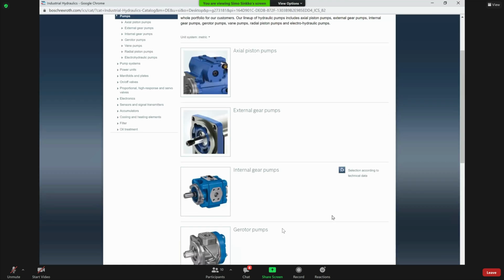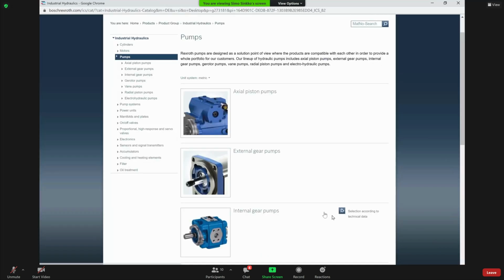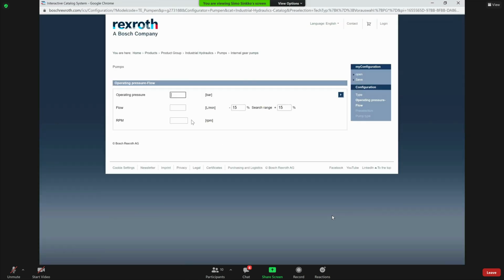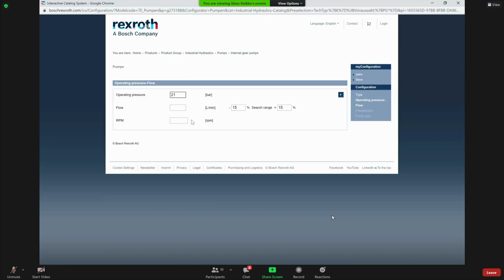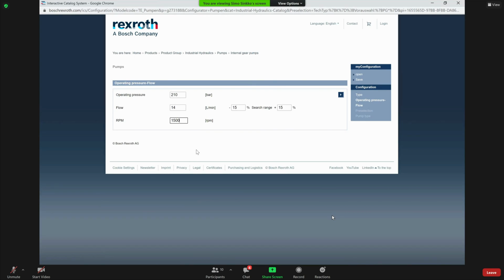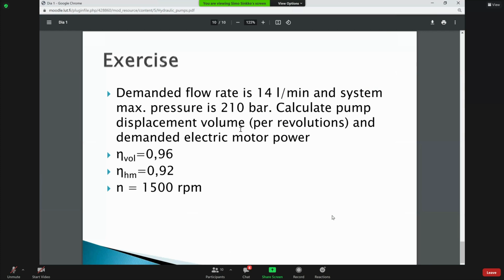But let's keep it simple and study these internal gear pumps, because there is a similar tool as with the hydraulic cylinders. So I can configure the pump that I want based on the technical data that I give. The first operating pressure in the calculation that we just did was 210 bar, and the flow rate 14 liters, and the rotating speed 1,500. So now there are the same specifications here: 14 liters, 210 bar, and 1,500 RPM.